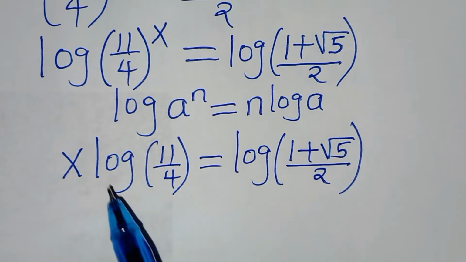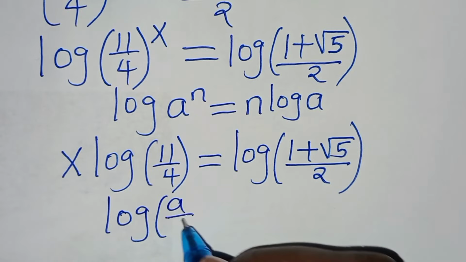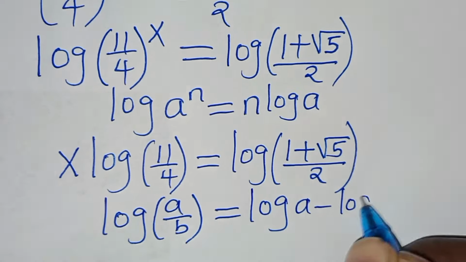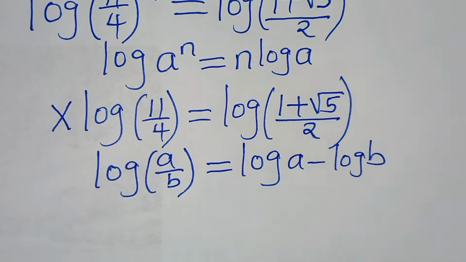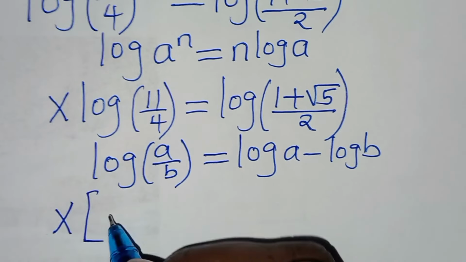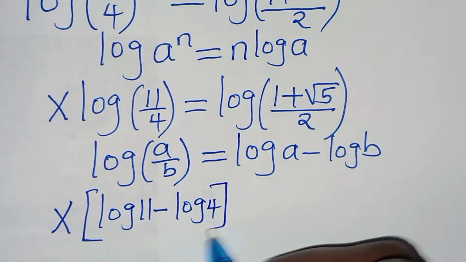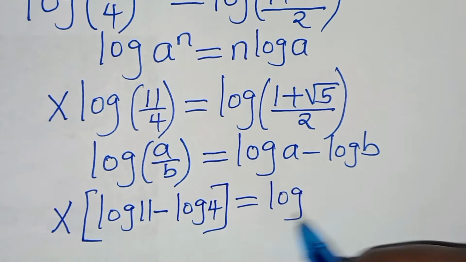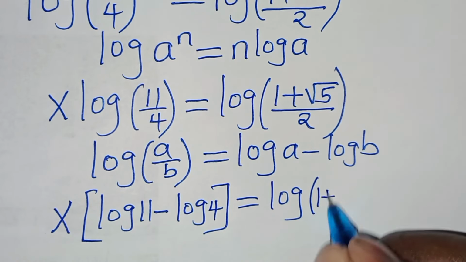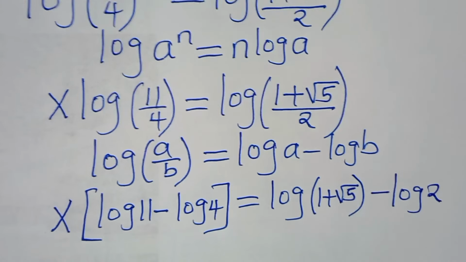Now you find that log of 11 over 4 is in the form of log a over b, which we can express as log a minus log b. Applying this logarithm property, here we have x in the parentheses, log 11 minus log 4. This is equal to log, and we are still applying this property on this part here, so we have log of 1 plus square root of 5, then subtract log 2.